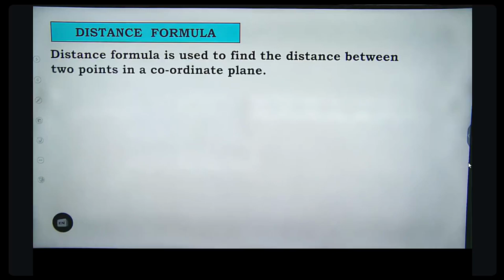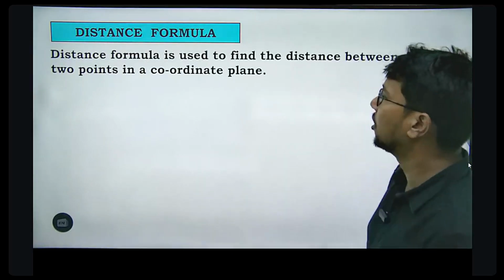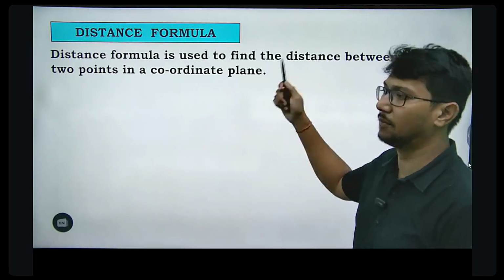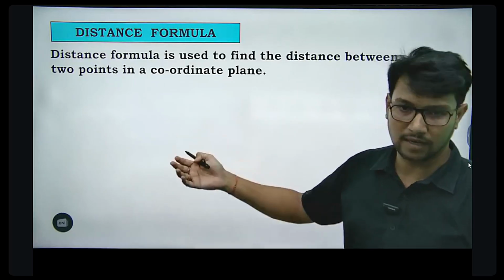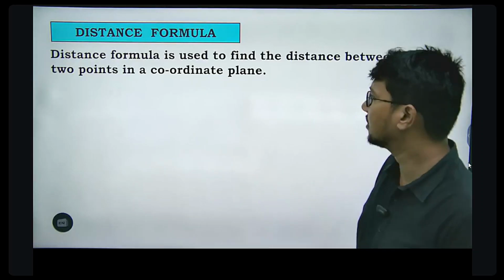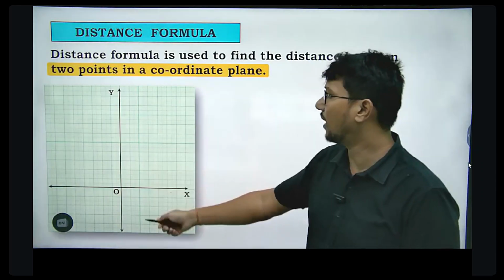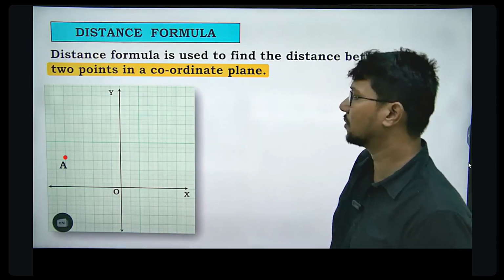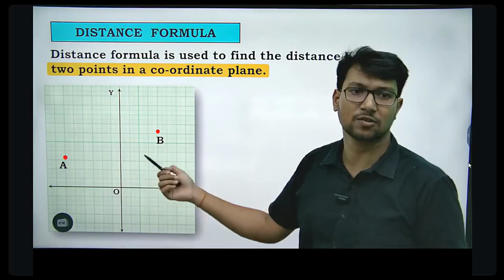Distance formula is used, why? Where is it used? Look here. Distance formula is used to find the distance between 2 points in a coordinate plane. In a coordinate plane, wherever you take 2 points, you can find it. So here, this is the x-axis, this is the y-axis. Here we will take A and B. How can we calculate the distance? That is the question right now.